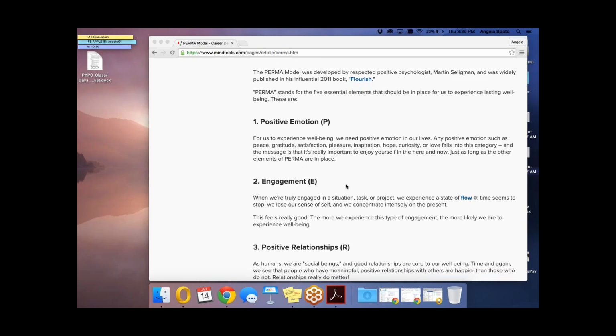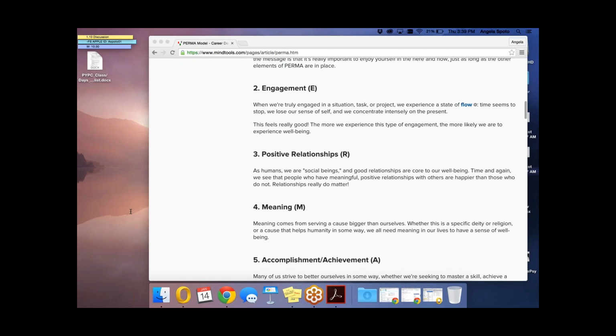All right. So any positive emotion, things like gratitude or satisfaction, hope, or even inspiration could be an example that would fall into this category. And really what it's telling us is that it's important for us to enjoy ourselves, right? So focusing on the here and now, as long as the other 4 elements of PERMA are in place, then this is something that we should be able to experience fairly effectively and easily, and it should add to the activities or the people that are around us, okay?